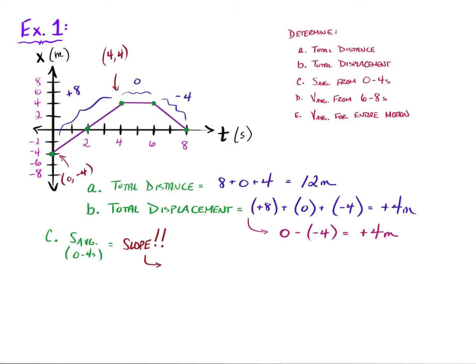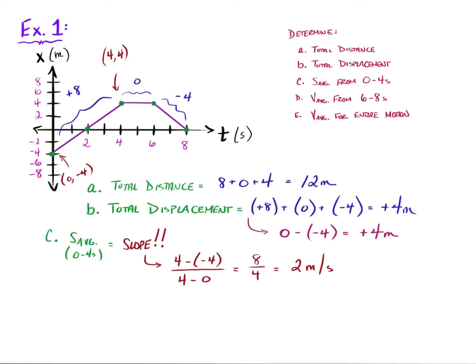Let's use the first point, which is 0, -4, and the end of that at 4 seconds, which is 4, 4. And I can use my slope equation, y2 minus y1 over x2 minus x1, gives me 8 over 4, which reduces to 2. So the object's average speed for the first 4 seconds was 2 meters per second, quite simply because that was the slope of the line over the first 4 seconds.